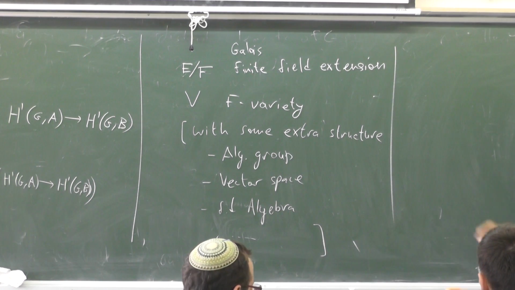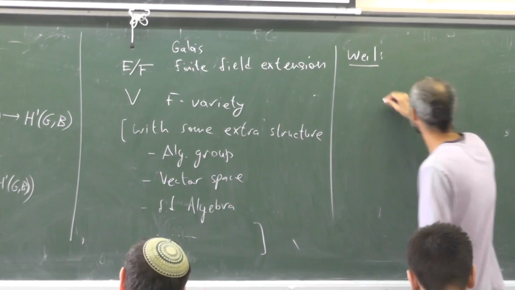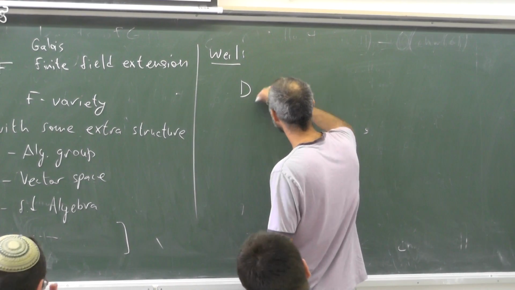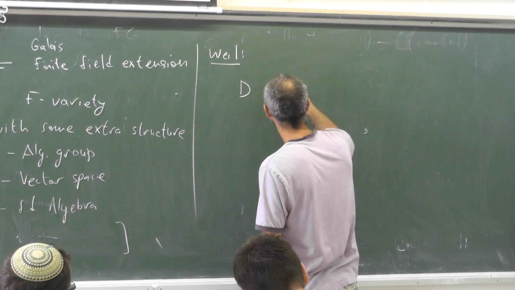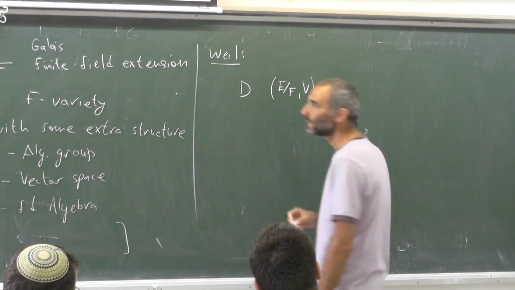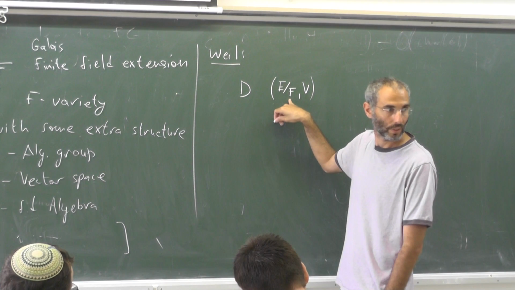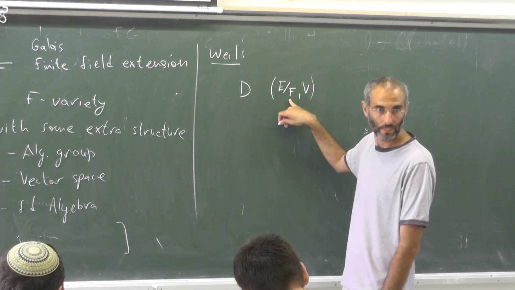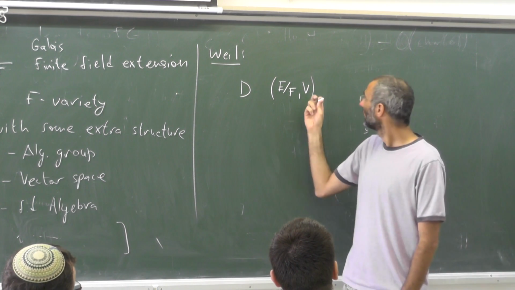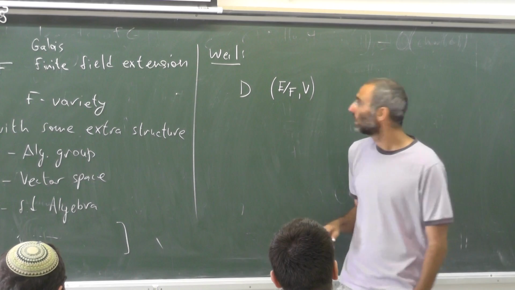And what we study is this theorem of Weil, saying that in that case, given that data, we can define the descent set of V with respect to this extension. So all those F varieties, up to F isomorphism, which become the same as V after extending the scalars to E.